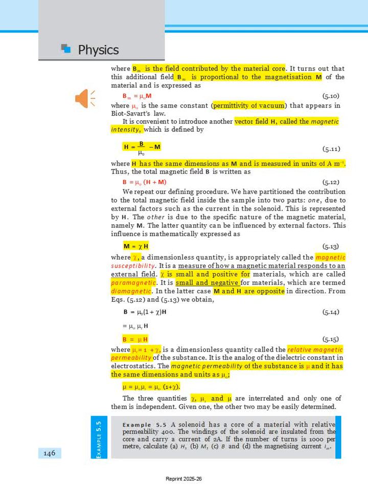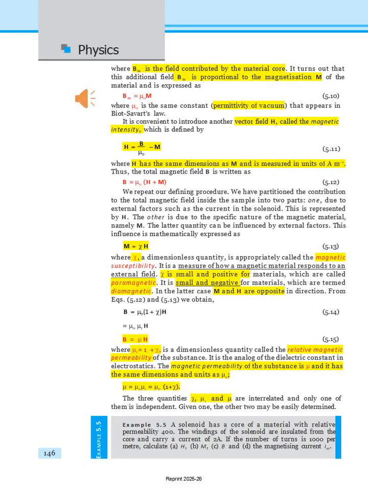It turns out that this additional field Bm is proportional to the magnetization M of the material and is expressed as Bm equals mu0 M, 5.10, where mu0 is the same constant, permeability of vacuum, that appears in Biot-Savart's law. It is convenient to introduce another vector field H, called the magnetic intensity, which is defined by equation 5.11, where H has the same dimensions as M and is measured in units of A m⁻¹. Thus, the total magnetic field B is written as B equals mu0 (H plus M), 5.12.